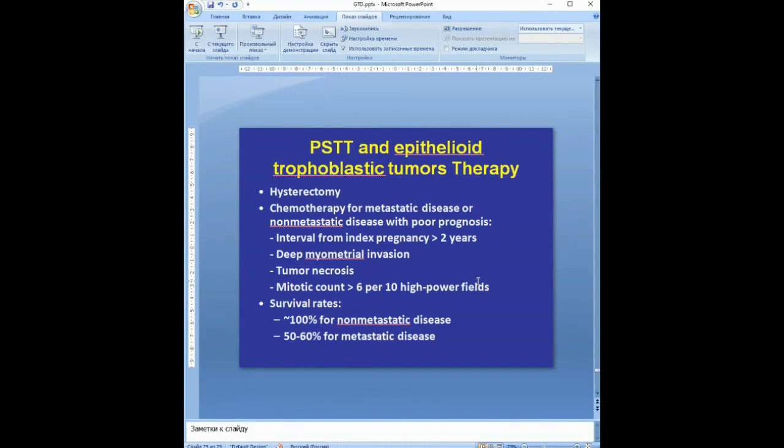Chemotherapy for metastatic disease or non-metastatic disease with poor prognosis. For example, interval from index pregnancy more than 2 years, deep myometrial invasion, tumor necrosis, mitotic count more than 6 per 10 high power fields. Survival rates in these patients are about 100% for non-metastatic disease and from 50 to 60% for metastatic disease.